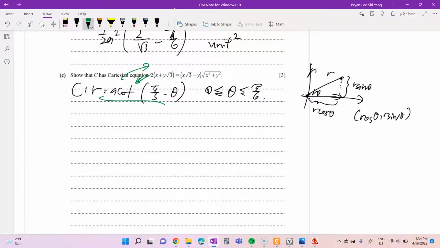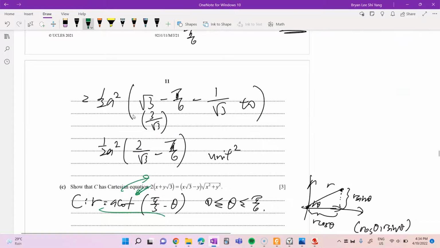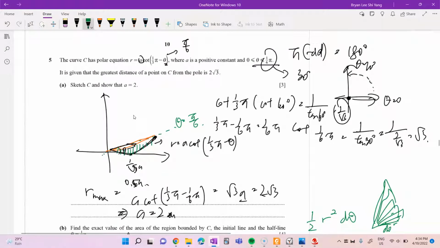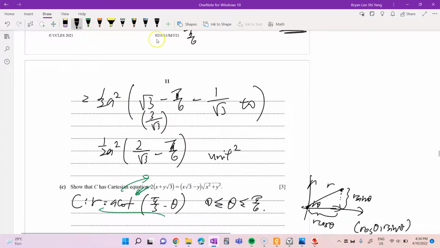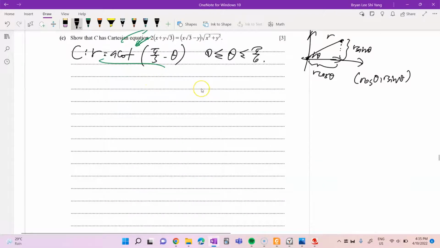But anyway, oh yeah, a equals 2. I forgot this. So a equals 2. Let me write something: 2 square times 2/root 3 minus pi/6 equals 4 over root 3 minus pi over 3 unit square. Yeah, so definitely look at the question one more time.